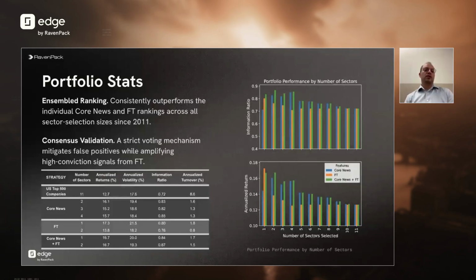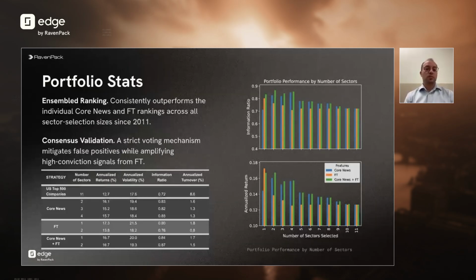Turning to the table on this slide, we can start off with the benchmark. So we are basically looking at the US top 500 companies as a benchmark. We equally weight the sectors for this particular benchmark, and we can see that that selection would have generated over the backtesting period an information ratio of 0.72 with a 12.7% annualized return.